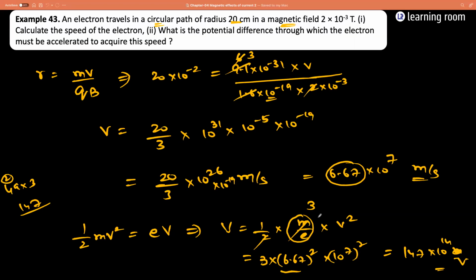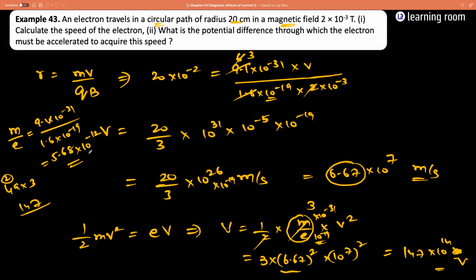Again, I made the same mistake. Here you have 10 power minus 31. Here you have 10 power minus 19. So don't forget that, okay? So M by E, we can actually have an approximate value. M by E is going to be equal to 9.1 into 10 power minus 31 divided by 1.6 into 10 power minus 19. So 9.1 divided by 1.6 is 5.68 into 10 power minus 12. Remember this value. It is 5.68 into 10 power minus 12.